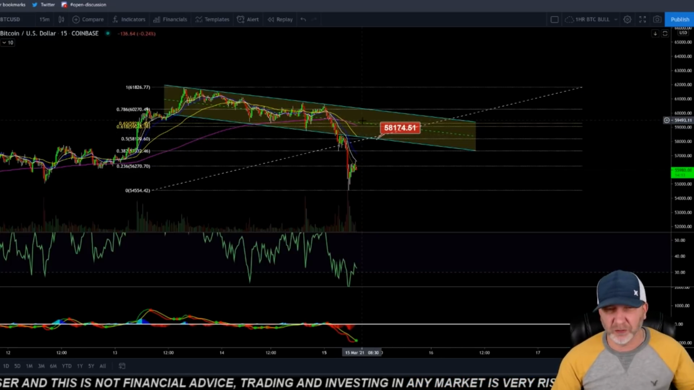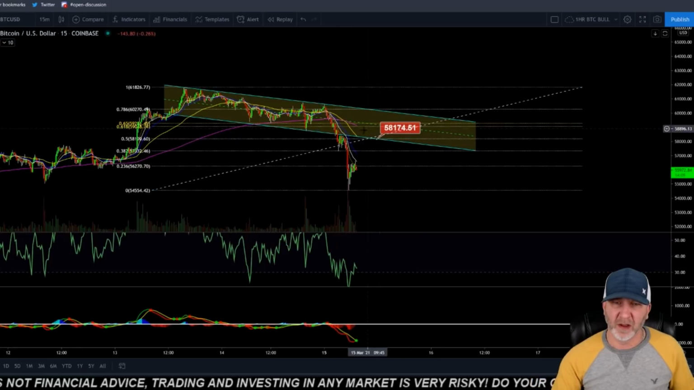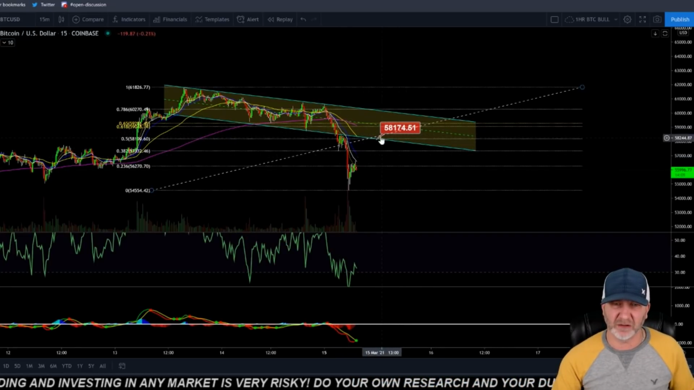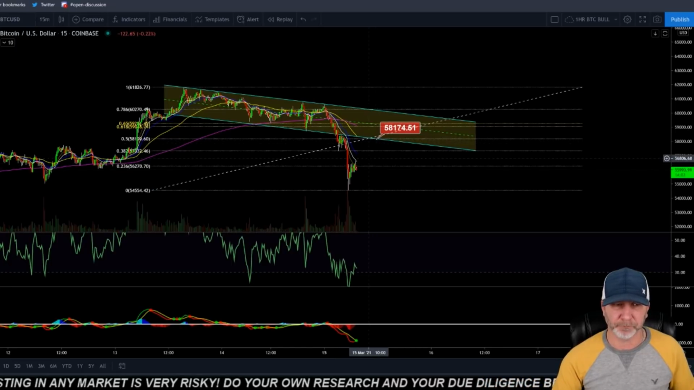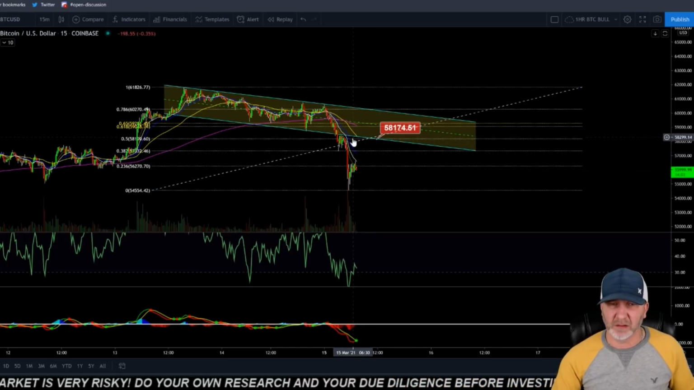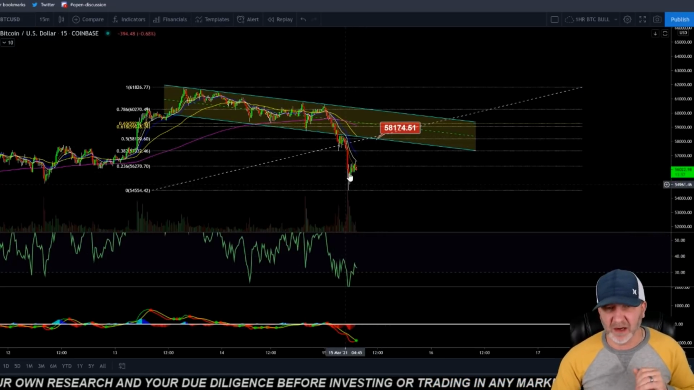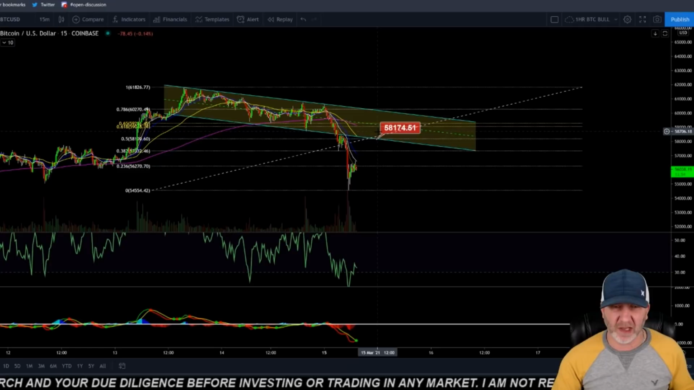If we break this 58.5, then there's a possibility we could continue up. But I'm looking for a rejection around the 58.1 to 58.2 range if we do get up there. That would line up also with the 55 EMA on the 15 minute. And that doesn't mean it shoots straight up, guys. This could go sideways for a while.